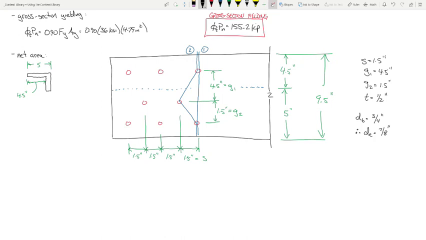So net area 1. So tell me what to do. How do I compute the net area of path 1? Somebody tell me. I take the gross area and I do what? Subtract 2 bolt holes. So the gross area minus 2 DET, right? Which is 7, wait, did I get that right? Yeah, or no, 4.79.